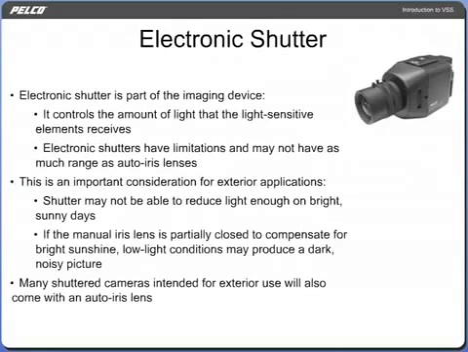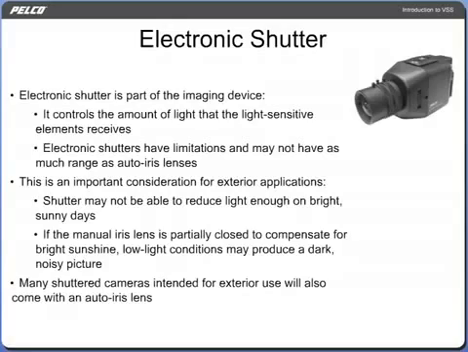A relatively new feature in many cameras is the electronic shutter. The electronic shutter is part of the imaging device and can perform close to the same function as an electronic iris. It controls the amount of light that the light-sensitive elements within the camera imager receives. Electronic shutters have limitations, however. They may not have as much range as auto iris lenses. This is an important consideration for exterior applications.